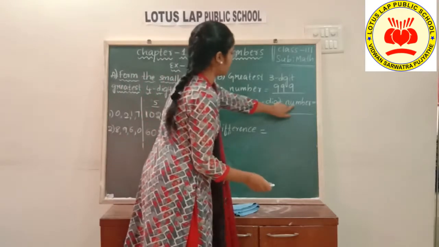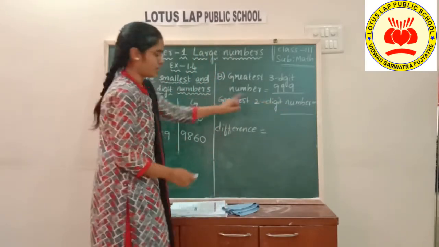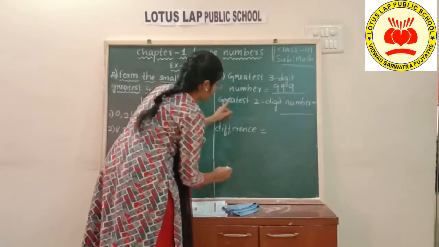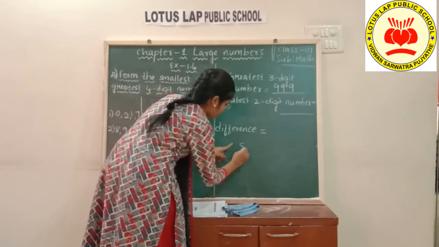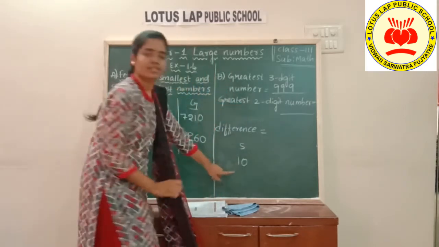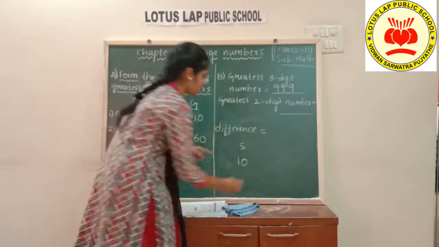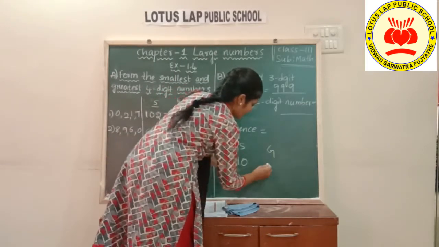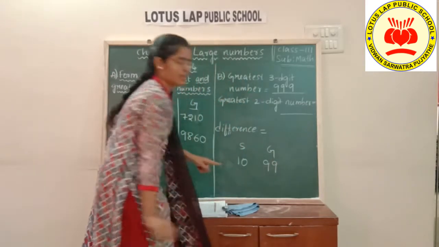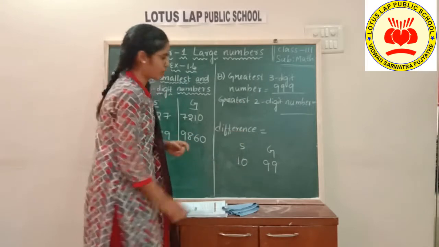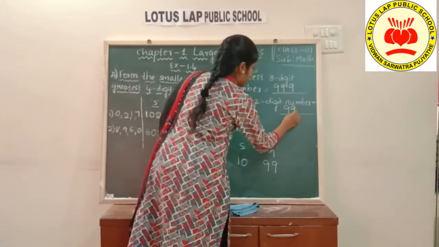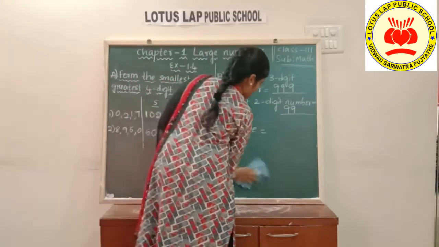Greatest 2-digit number, children. So the greatest 2-digit number. What is the smallest 2-digit number? The first number is 10. So what is the greatest? 99. Okay, the answer is 99. Now we need to find the difference.